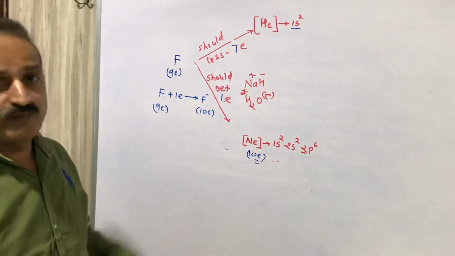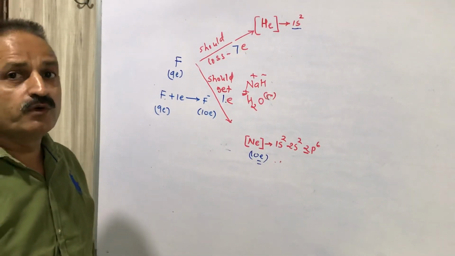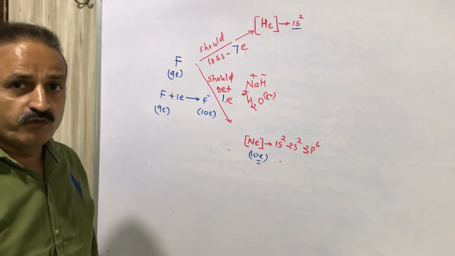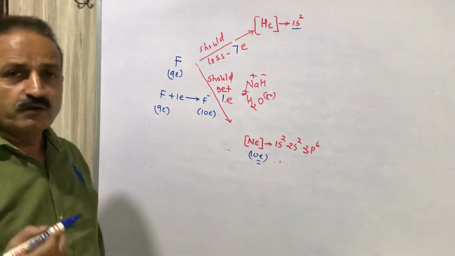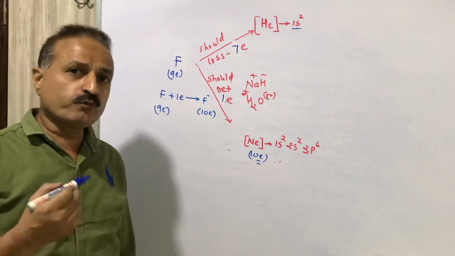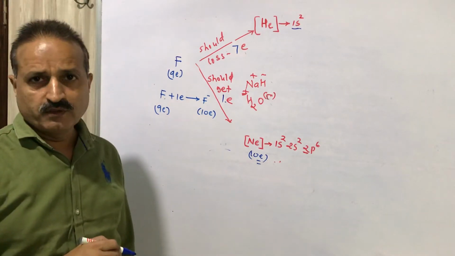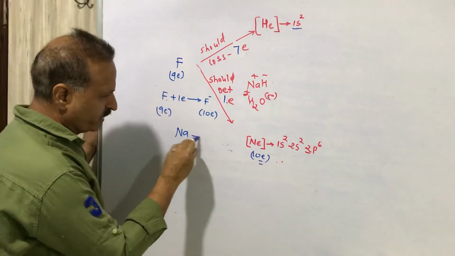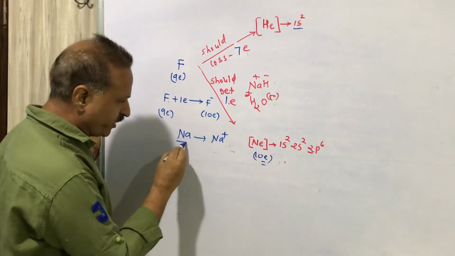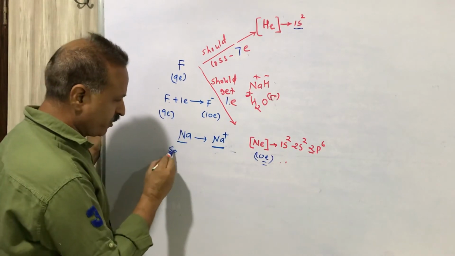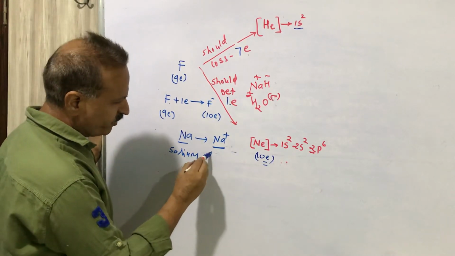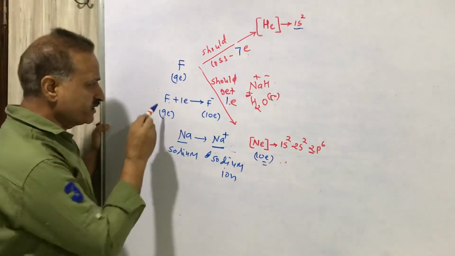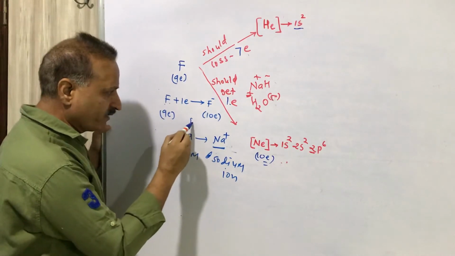So why is F minus 1? Because to convert into an electronic configuration like the noble gas neon, fluorine should get one electron. When any element converts into positive or negative, it is said to be an ion. Suppose I am writing sodium, this is sodium neutral, and I am writing sodium plus, this is sodium ion. This is sodium and this is sodium ion. This is fluorine and this is fluoride ion.